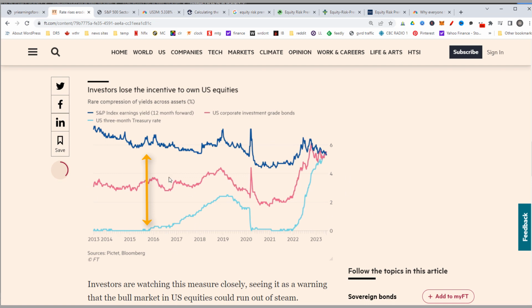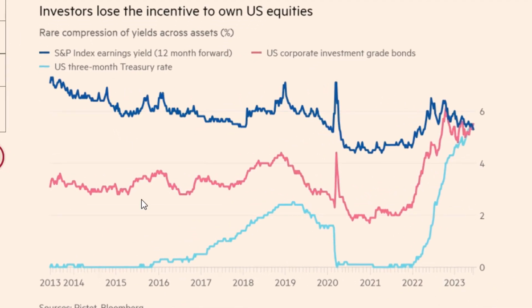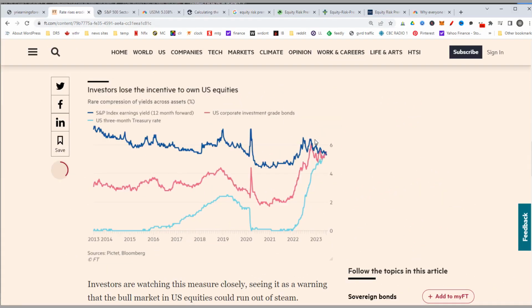Over the last 10 years, the difference between the darker blue line on the top and the lighter blue line on the bottom, there's usually like a 3 or 4% spread there. It's just over the last year that the two has gotten really close together.